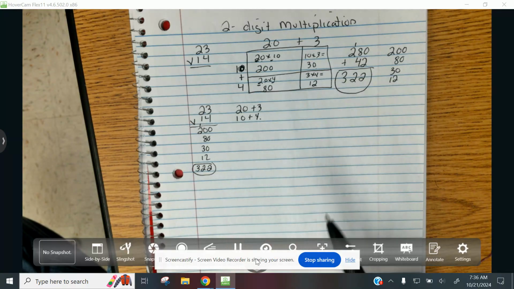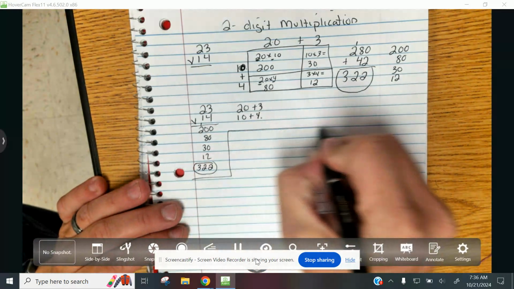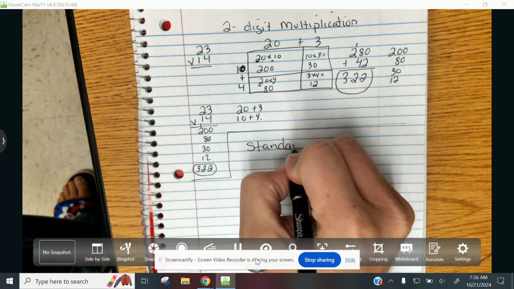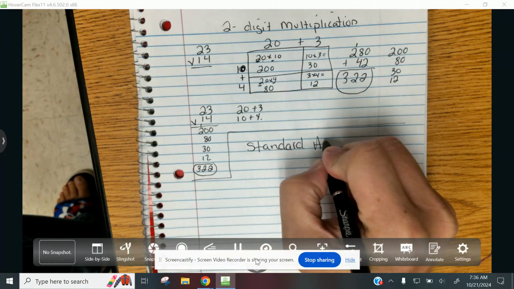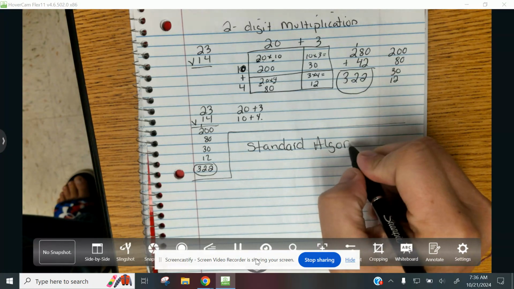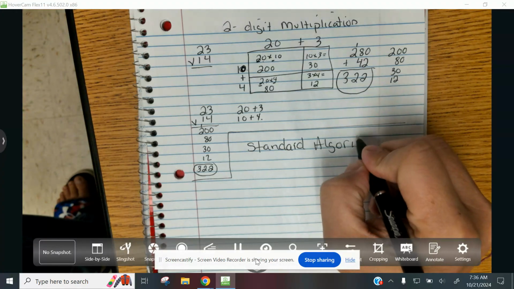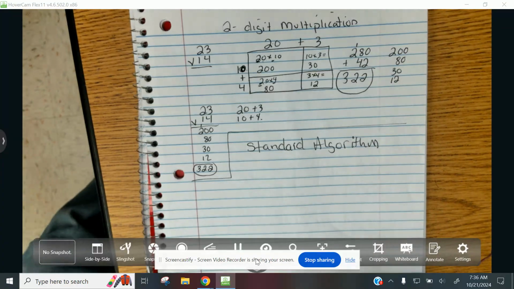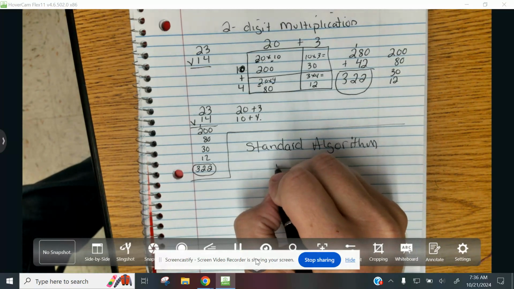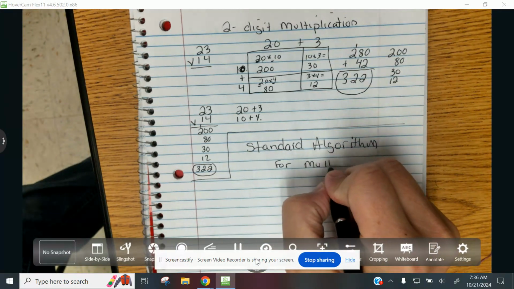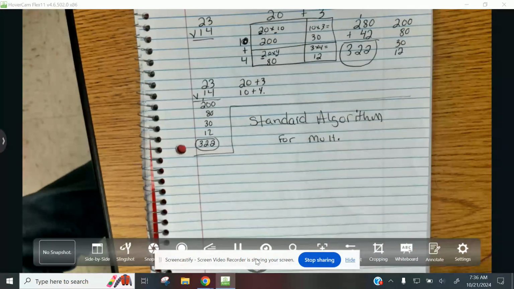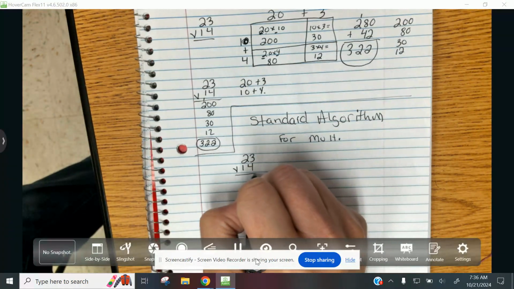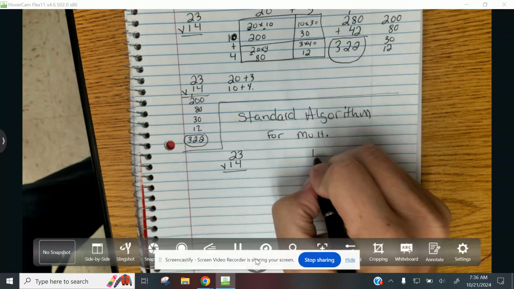So we are going to go ahead and now work on our standard algorithm. That is just a fancy way to say the standard method to doing multiplication. Standard algorithm for multiplication. And I'll abbreviate multiplication just like that. So now we're going to do the same problem, 23 times 14.